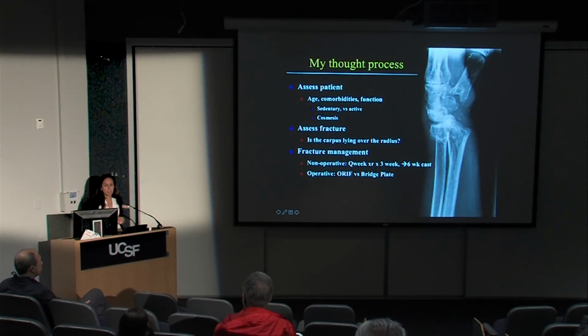So some of the things that I think about when I look at these x-rays is the carpus, the rest of the wrist. Is it sitting over the rest of the radius? Because to me, that's one of the primary indicators for operative fixation. As the wrist starts to tilt back more and more, this is what's going to limit the wrist flexion. This is what's going to limit your pronation and supination. So if the wrist is not sitting over the shaft, then I consider that an operative intervention.